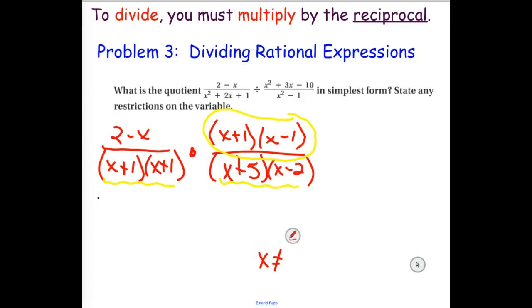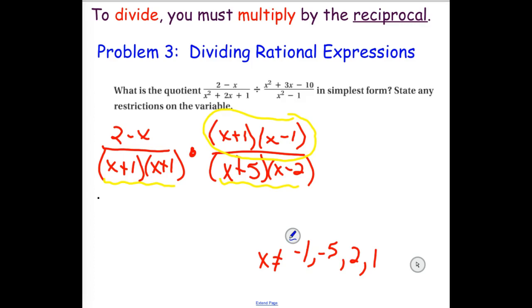Okay? What can x not be in this first denominator? Can't be -1. Okay? Can't be -5. It can't be a 2. And then from this top piece, it also can't be a +1. Okay? We already have the -1 listed.